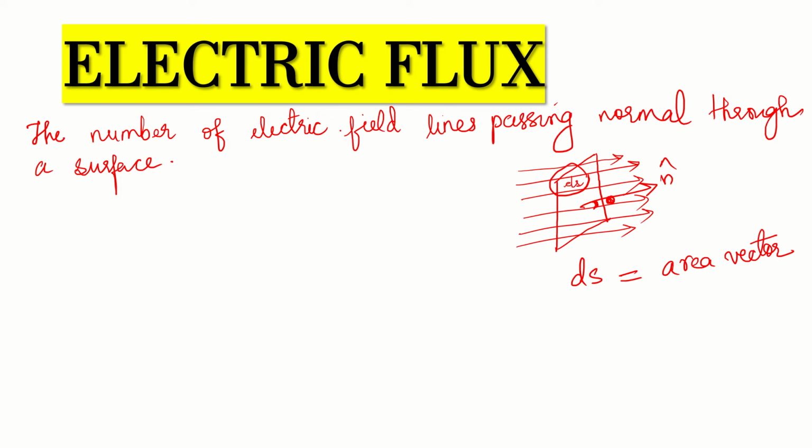So the number of electric field lines passing normal through a surface is called flux, and flux is a scalar quantity.